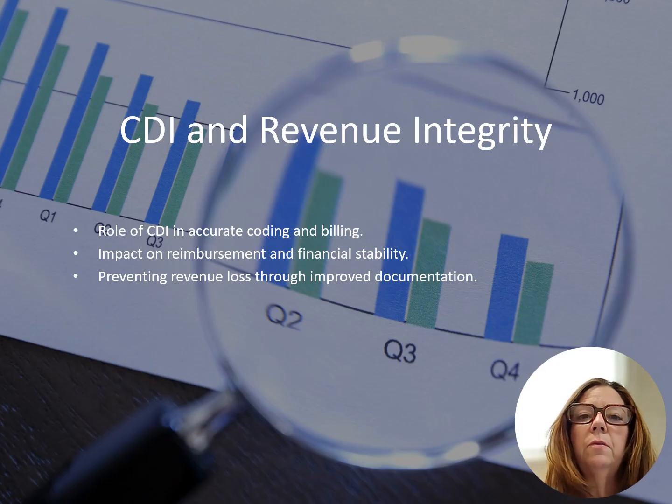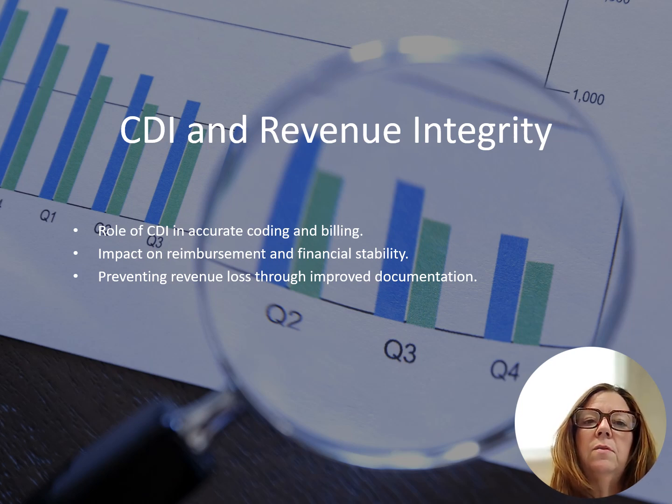CDI plays a critical role in maintaining revenue integrity by ensuring accurate coding and billing. Accurate documentation leads to correct coding, which is essential for proper reimbursement. By preventing documentation errors and omissions, CDI helps avoid denied claims and reduces the risk of revenue loss.